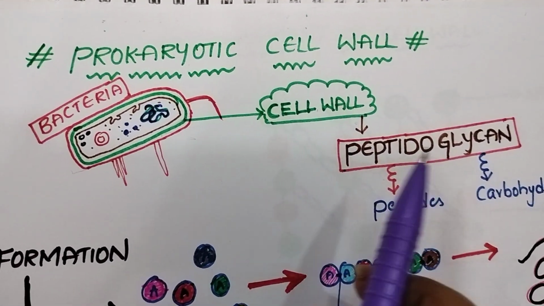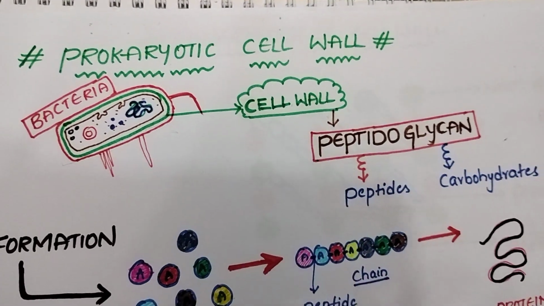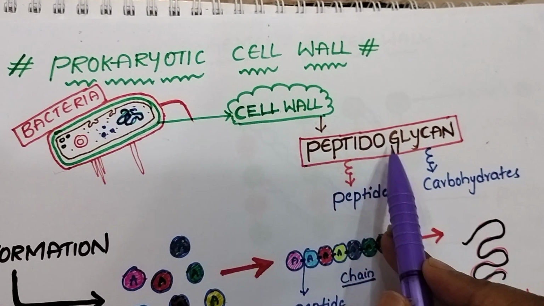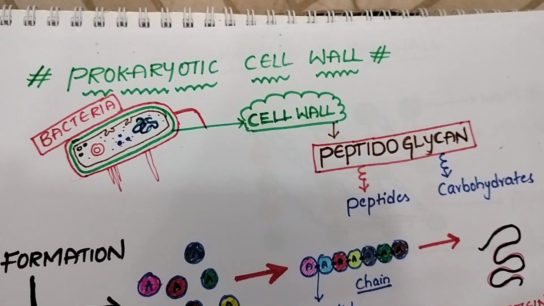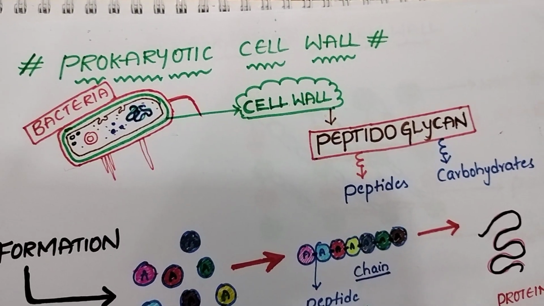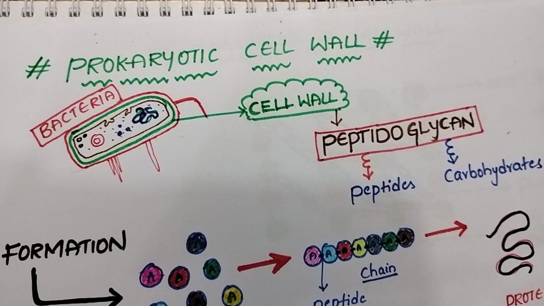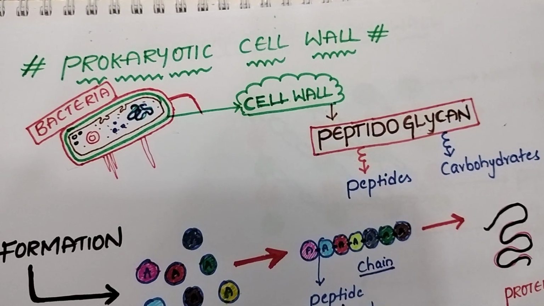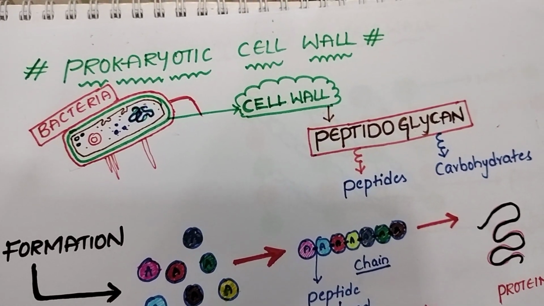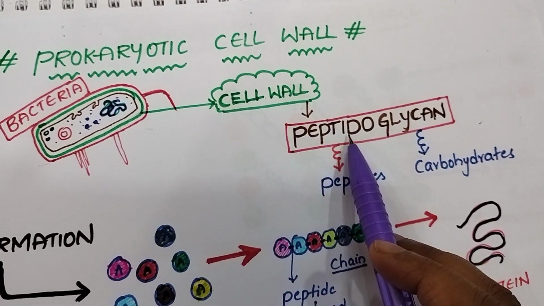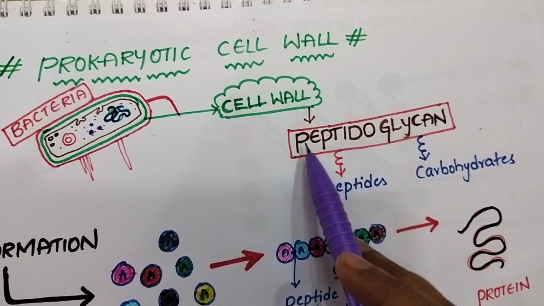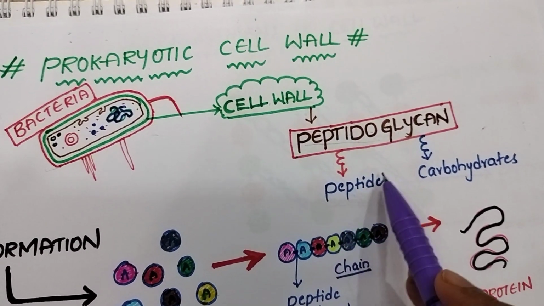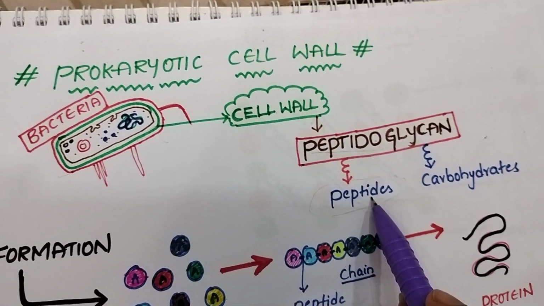We all know that the composition of the prokaryotic cell wall is peptidoglycan, right? But in this video we are going to study the exact composition of the cell wall. That means what exactly peptidoglycan is and how it is arranged. So this is peptidoglycan. Peptido means peptides, so let's first see how these peptides are formed.